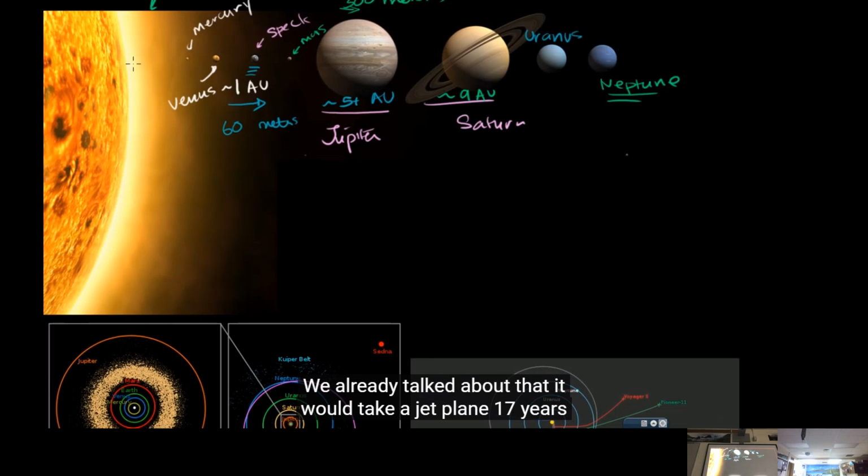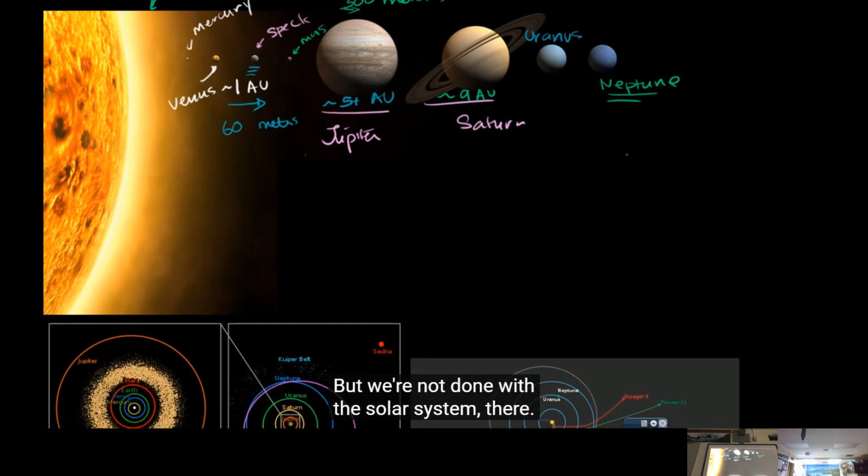We already talked about that it would take a jet plane 17 years to travel from the Earth to the sun. Multiply that by 5, about 100 years to go from Jupiter to the sun. 200 years to go from Saturn to the sun. So you could have had Abraham Lincoln get into a jet plane, and if he left from Saturn, he still would not have gotten to the sun. So these are huge, huge distances.